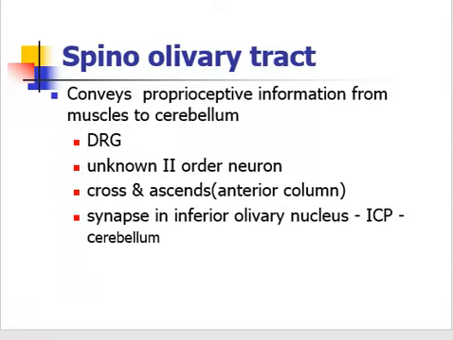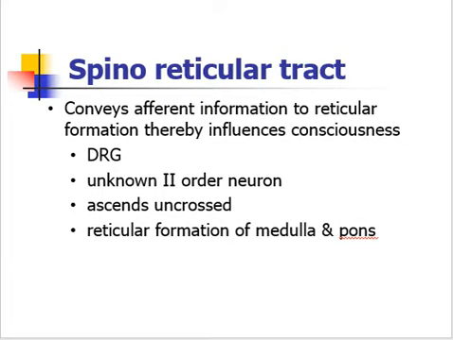And next the spino-reticular tract. The spino-reticular tract is formed by the second order neuron. Its situation is the anterolateral white column, and its origin is the intermediolateral nucleus. It is both crossed and uncrossed, and it terminates in the nucleus reticularis gigantocellularis and the lateral reticular nucleus. Its function: the fibers of the spinoreticular tract are a component of the ascending reticular activating system and are concerned with consciousness as well as awareness.